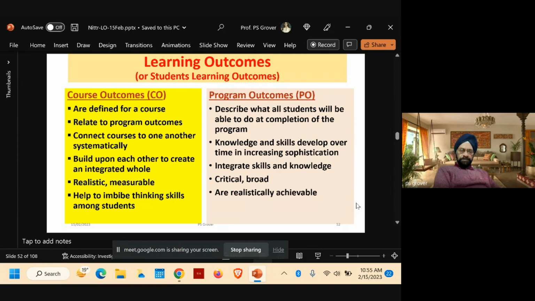Each of the theory papers and each of the labs will have a learning outcome. Please remember that. A learning outcome, or course outcome, is for every course. Even if a mechanical engineering student undergoes, let's say, a 1 credit sports course, it will have a learning outcome. All these learning outcomes are consolidated, and they become the program outcome. It describes what all students will be able to do on completion of the program. Knowledge and skill develop over time. Knowledge is a continuous learning and gaining process. Skill is a continuous gaining process.